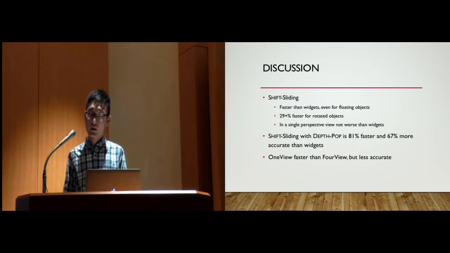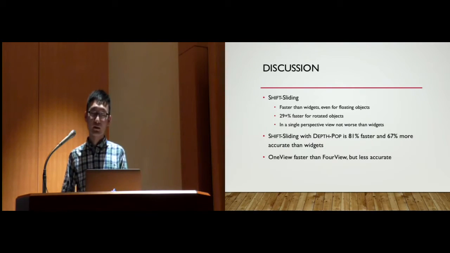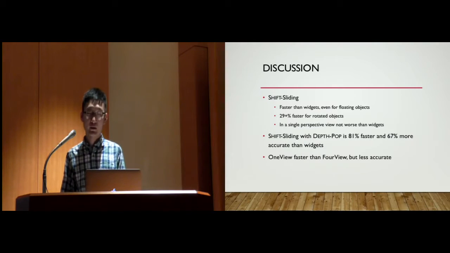So if we combine our results with the ones from 005, we can conclude that shift sliding is globally faster than widgets, regardless if the object is in contact or not. And also, shift sliding with depth pop is 81% faster and 67% more accurate than 3D widgets. And also, 1-view is faster than 4-view, but less accurate.